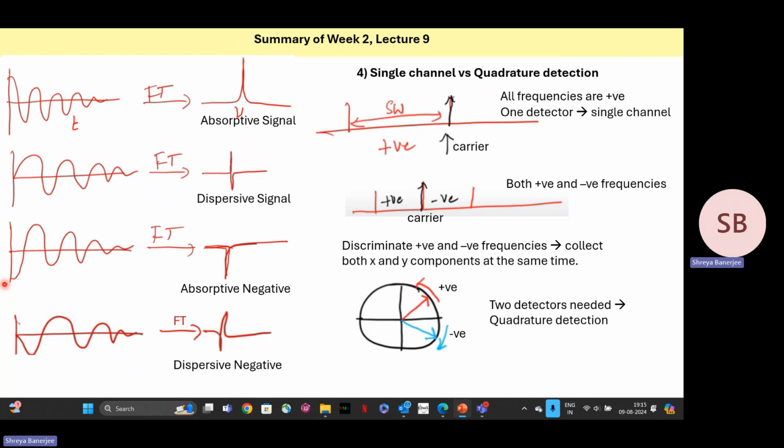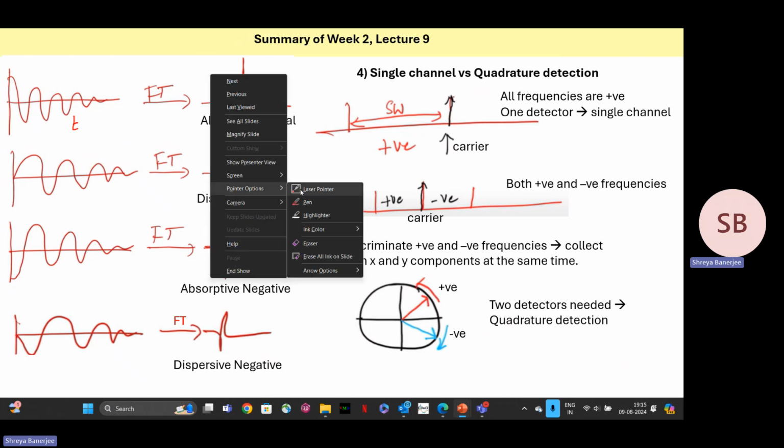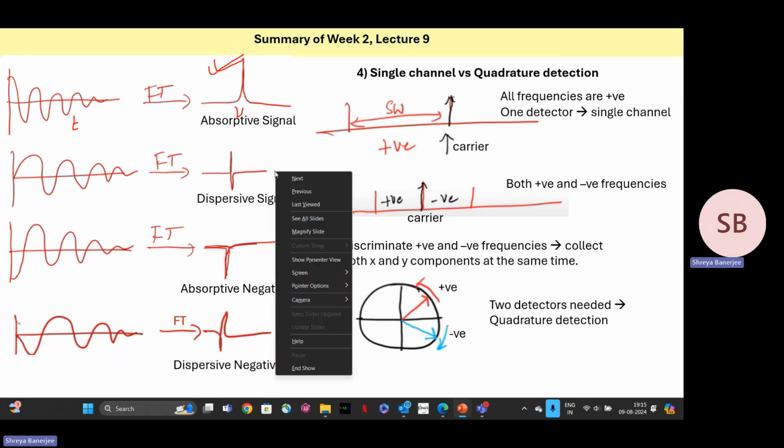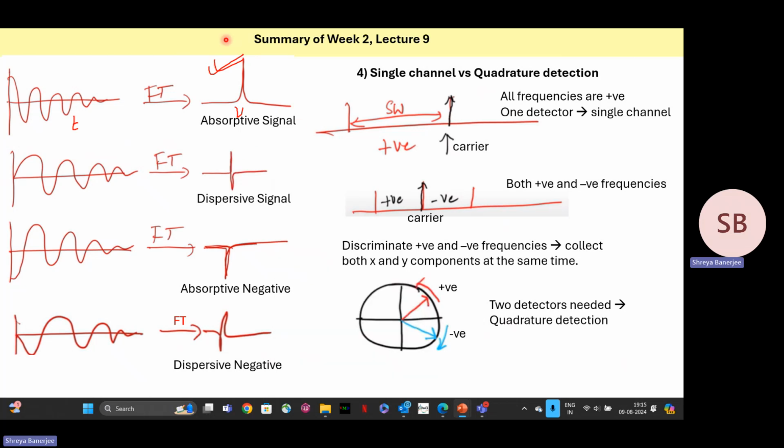Similarly, if you have a cosine wave but starting from the negative direction, then you have an absorptive signal but in the negative direction. And if you have a sine wave but in the negative direction, then your dispersion will also be in the opposite direction. Out of all these signals, this is the one that we most use. In NMR spectra, this is the one that you will see. So the computer filters out all the other kinds of signals so that you can focus only on this absorptive signal.